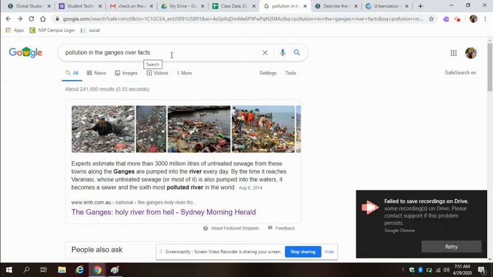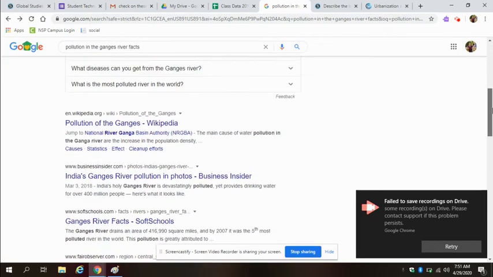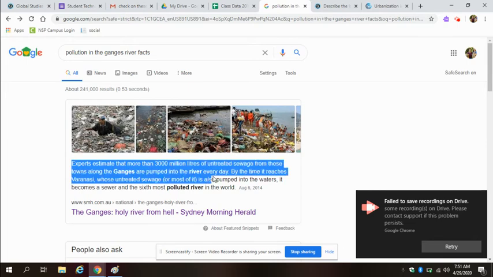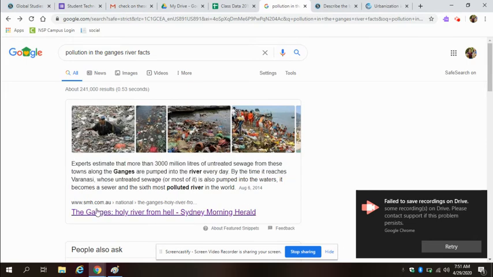Go ahead and type in pollution in the Ganges River facts. We're looking for facts or pieces of data that prove how much of a problem pollution in the Ganges is. So here was everything that popped up. This very first resource kind of caught my eye because it already lists some data right in the very first few sentences. So I just double checked the resource right here.